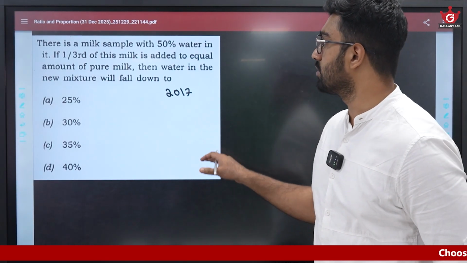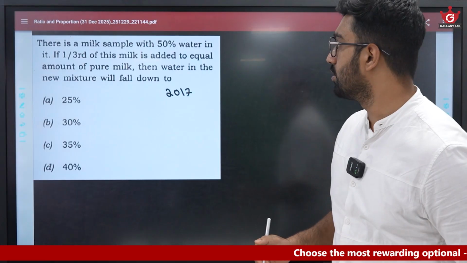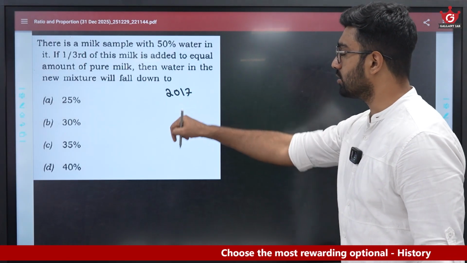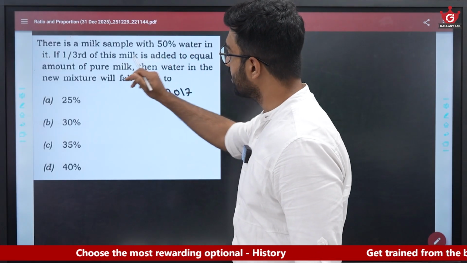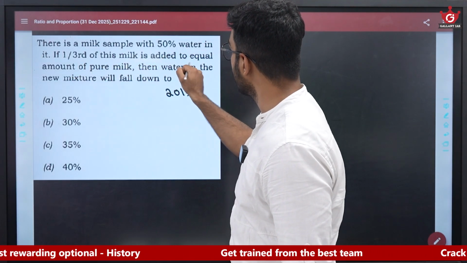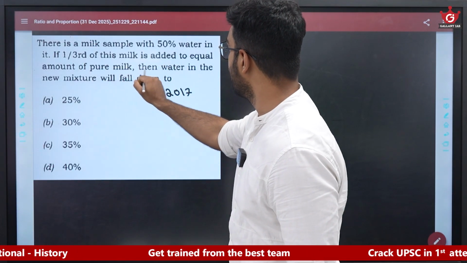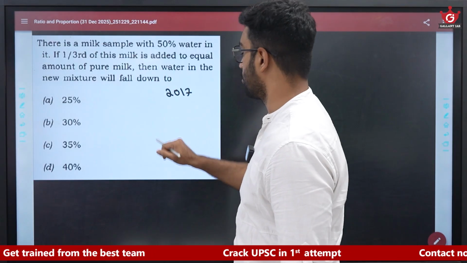Let us discuss some questions from the UPSC PYQ from the topic ratio and proportion. In this question, asked in 2017, there is a milk sample with 50% water in it. If 1/3 of this milk is added to an equal amount of pure milk, then the water in the new mixture will fall down to what?